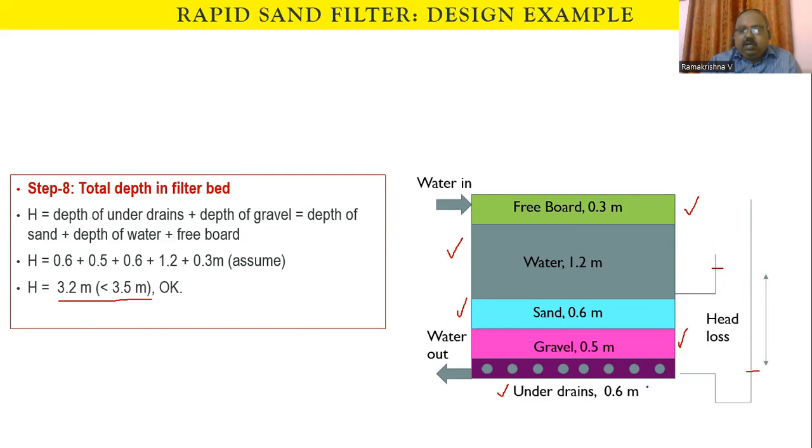If there is clogging, then ultimately the head loss will keep on increasing. If there is no clogging and the water is freely flowing, then the water level difference between the inlet and the outlet will be very small. So by looking at the head loss, we can understand whether the filter is under clogging condition or not, right? So this is all about the design example for the rapid sand filter.